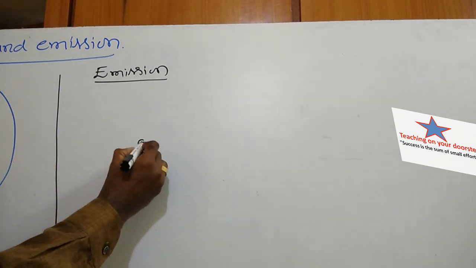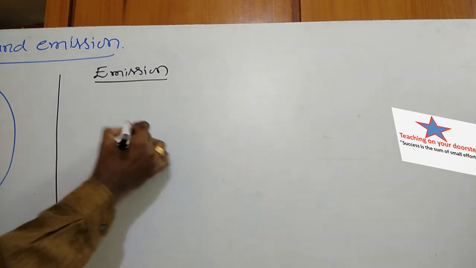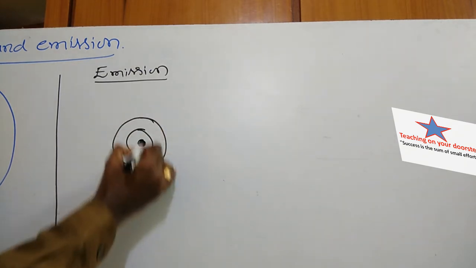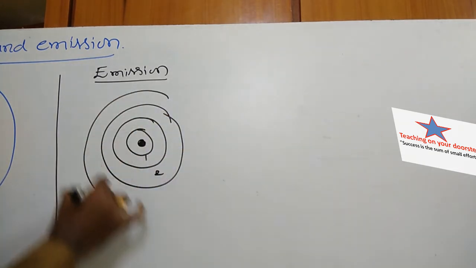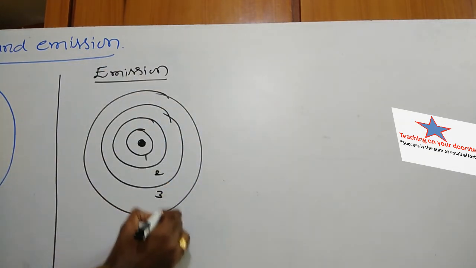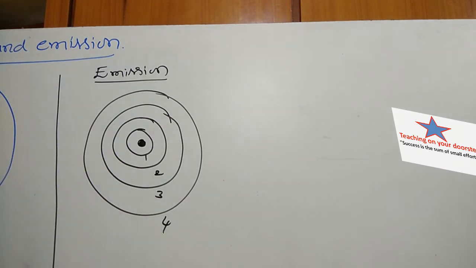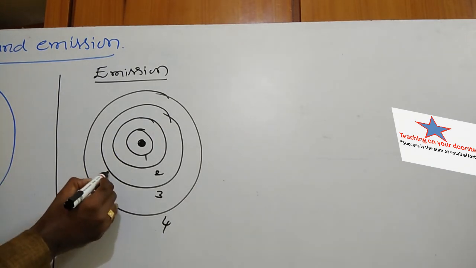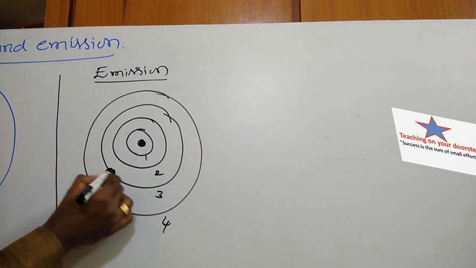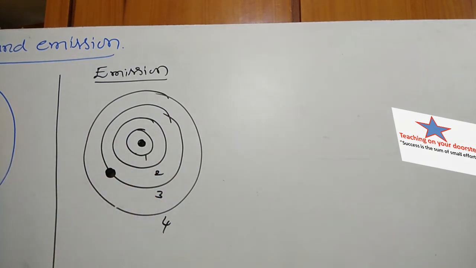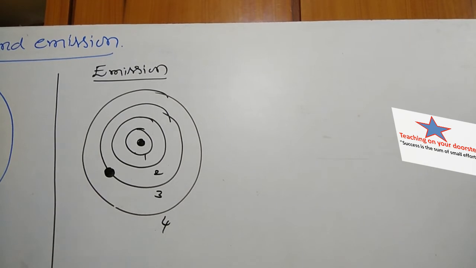Now, this is the nucleus. It is the first energy level, it is the second energy level, and like that it has several energy levels: third, fourth. In the present case, the electron is somewhere in a higher energy level than the ground state. This is the ground state, and my electron is here. That means it has more energy, it is in a higher energy level, so it is an excited electron.